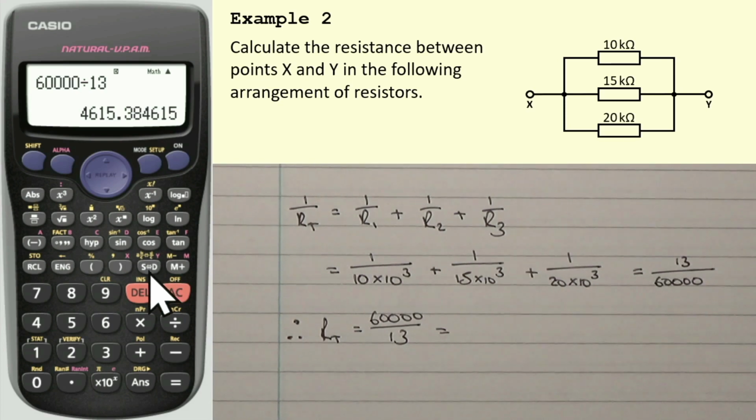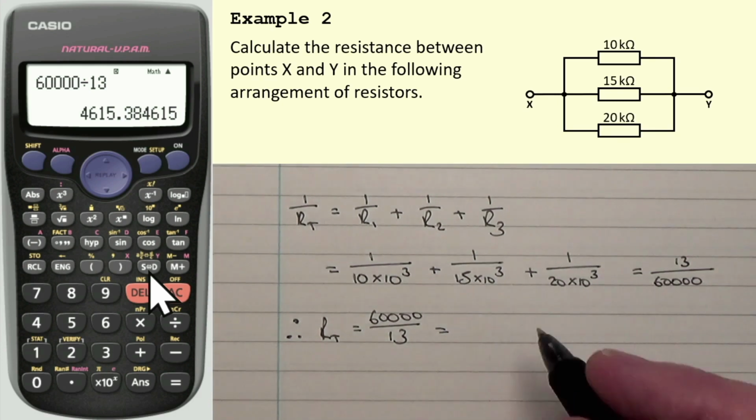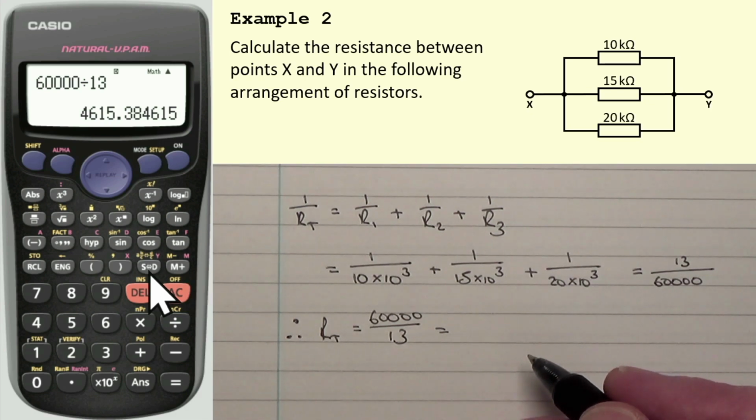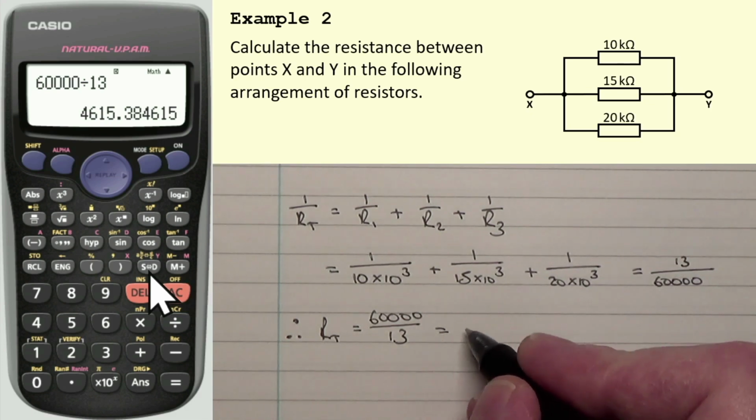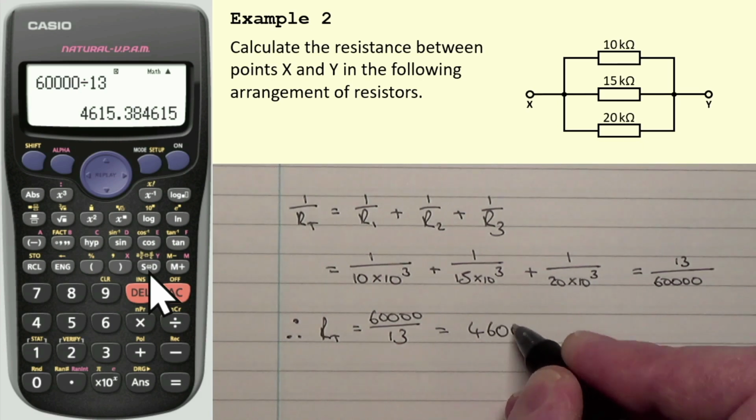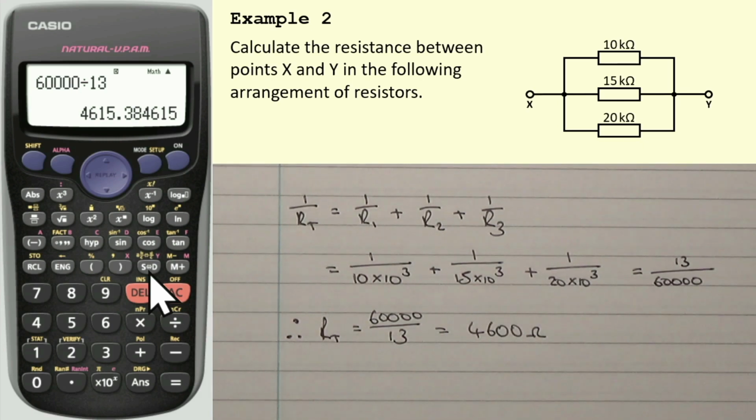Now, how many figures should we be writing this answer to? Well, again, the values written in the question, they're all to two significant figures. So really, I should be writing this to two significant figures, and that number, 4,615.384615, should be written as 4,600 ohms. Now, it is possible, and you will be allowed to write two figures too many, so you'd be allowed anything up to 4615 and one significant figure too few. But it's always best to know how many it should be written to.